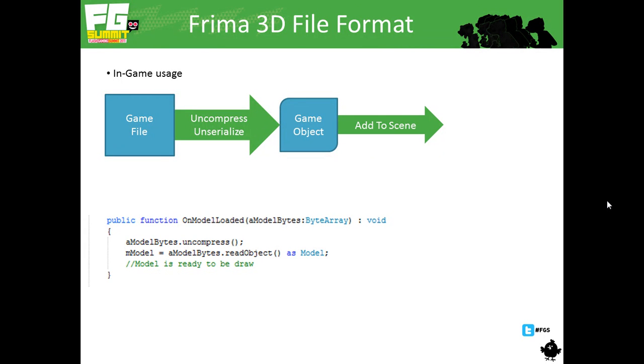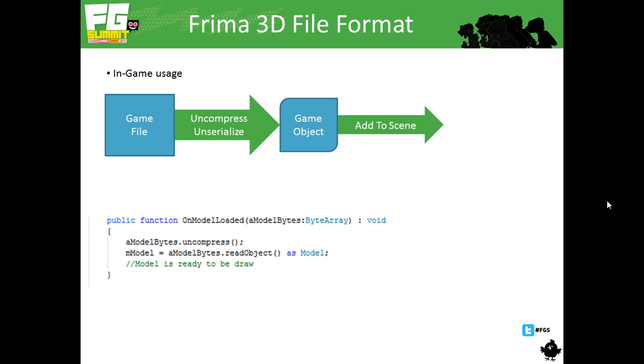And of course, when you load the game, you just have to load that game file, uncompress it, unserialize it, and you have your game object, and then it's ready to draw. So it's very easy. You just have to add it to the scene. There's a code snippet there, on model loaded, you can see.